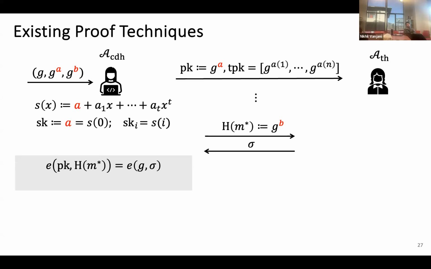This is a valid adversary. Write everything out, public key and so on. When the CDH adversary programs that random oracle output at star to be g to the B, this implies that the sigma, the forgery that the threshold adversary outputs, is the CDH solution. Because I can take A and B and put it in the exponent, we get the same g to the AB as sigma. Only then the verification check will be successful.